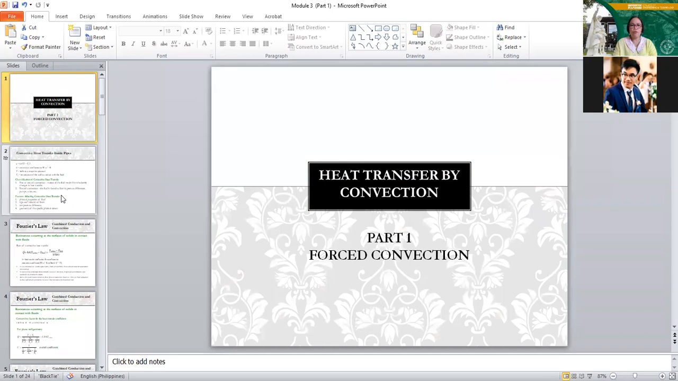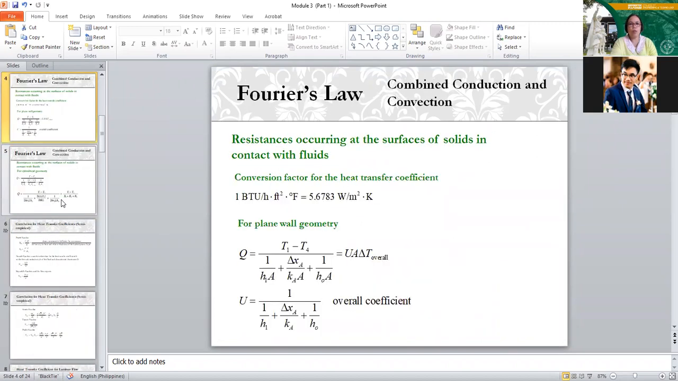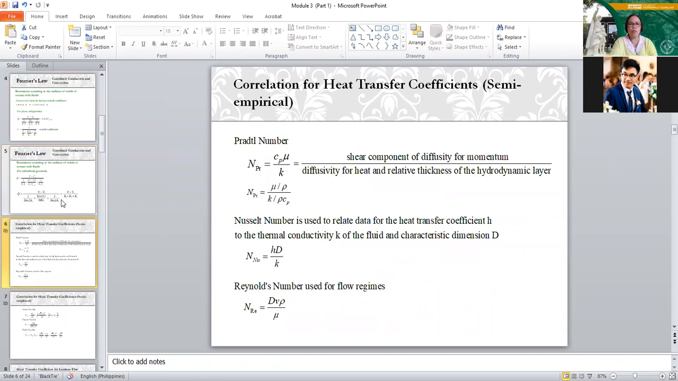Okay, so we are on the first part of convection. There are two parts in this. Forced convection, that is. As a review, last meeting we discussed the formula that we will be using in determining the heat transfer rate via convection associated with flowing mediums such as liquids and gases. And we have discussed as well the different dimensionless numbers.